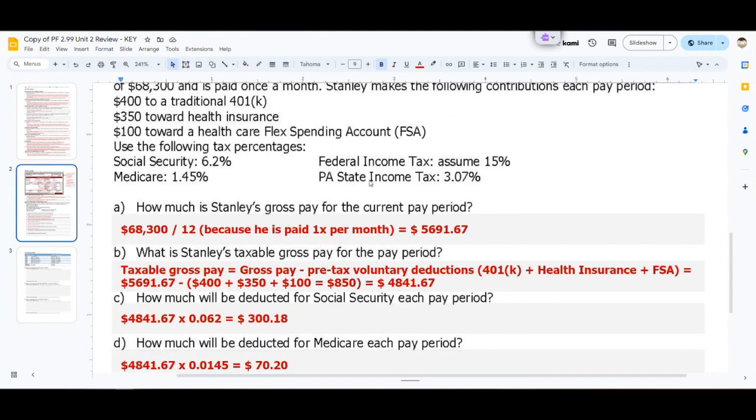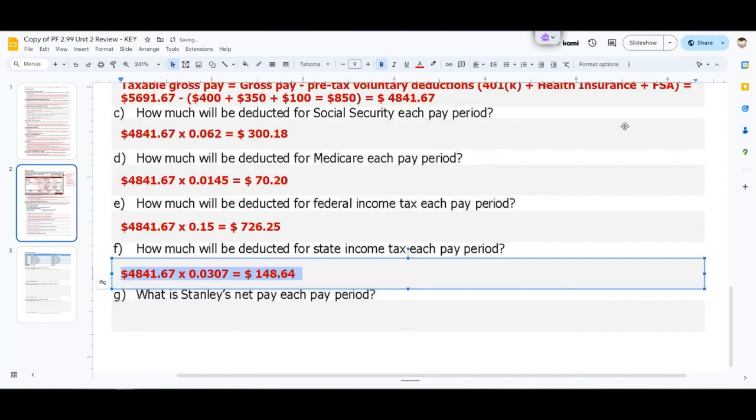And then what will be deducted for state income tax? If we come up here, we see that Pennsylvania has a state income tax of 3.07%. So his taxable earnings times 0.0307 is $148.64. All right, we add up all of those tax deductions.